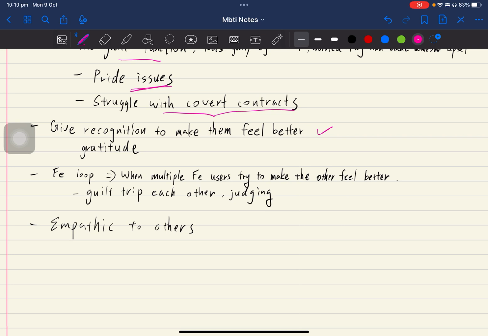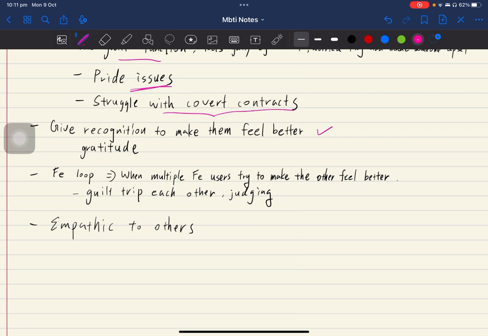And if you don't follow this protocol, they are going to judge you, because FE is a judging function, and they will say you are rude and you are not behaving properly. So FE loop is when multiple FE users are trying to make the other feel better, like deciding what to eat for dinner, what kind of movie to watch, which side of the bed each wants to sleep on.